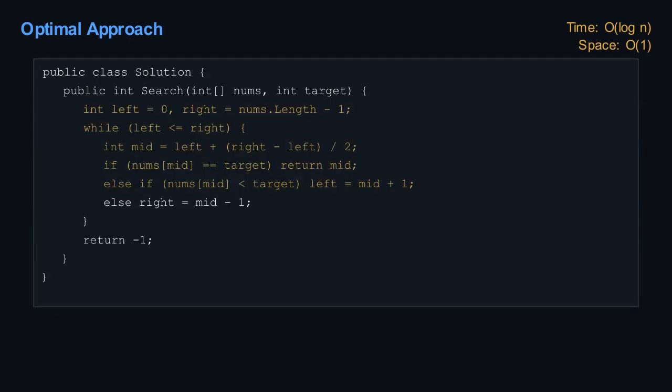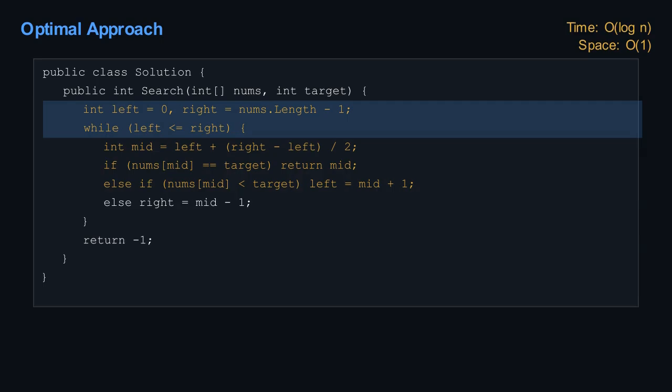Because the array is sorted, we can discard half of the remaining candidates each step. We keep 2 pointers, left at the start and right at the end. While left is less than or equal to right, we compute a middle index as left plus (right minus left) divided by 2, which avoids overflow.